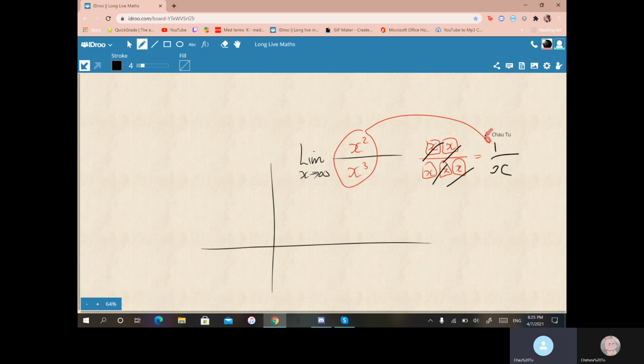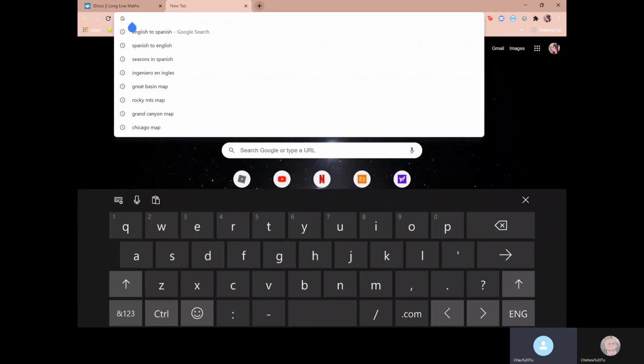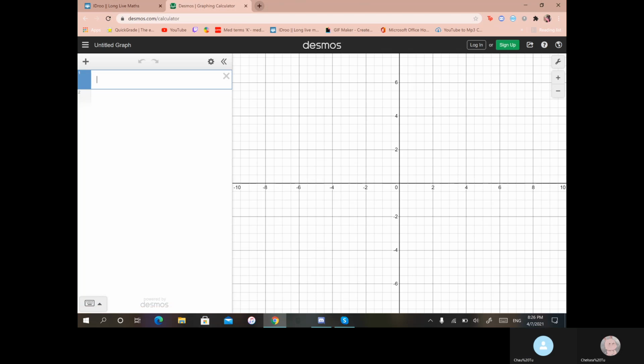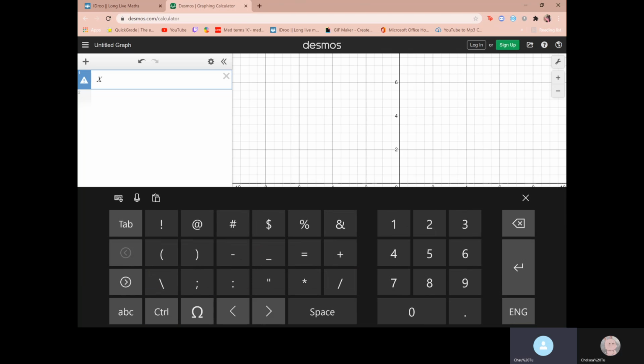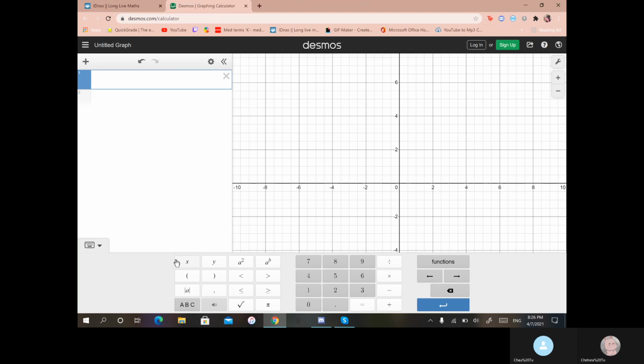And if you don't believe me, jump to Desmos, and punch in x squared divided by x to the power 3. And it will draw a 1 over x graph. Oh, wait, small x. x squared divided by x to the power of 3.